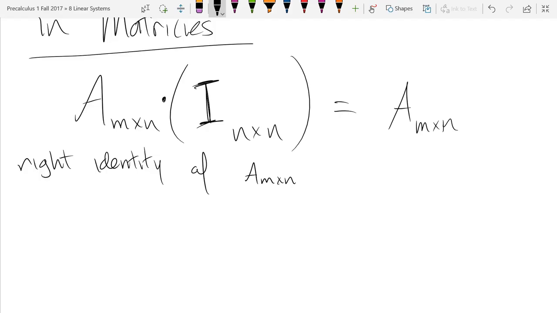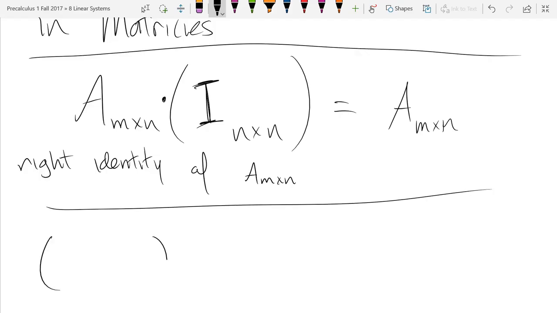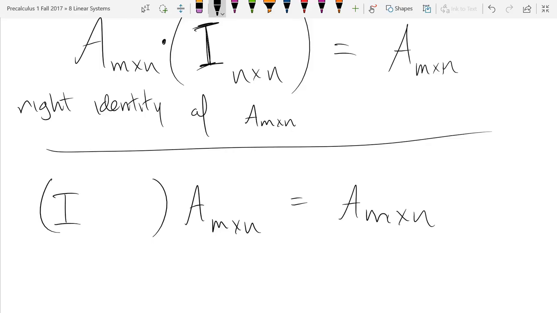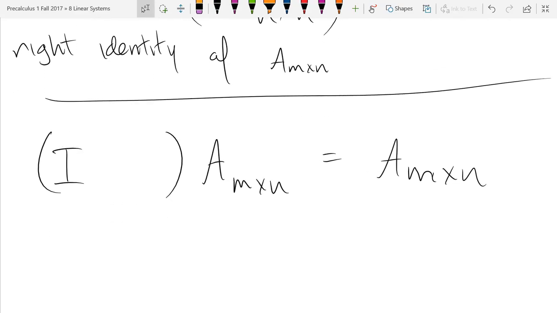And now we'll look at the left identity. So I want to multiply so I get the exact same matrix at the end. And I'm going to, again, use the letter I. What dimensions does this matrix I have to have? Let's work it out. There are two dimensions I need. First of all, I need my inner dimensions to match. So this dimension here needs to be m, or else I won't be allowed to multiply. What does the first dimension need to be? M, because I want my product to have m rows.